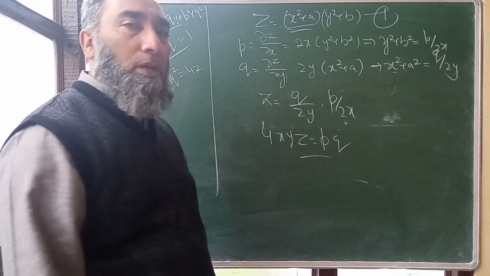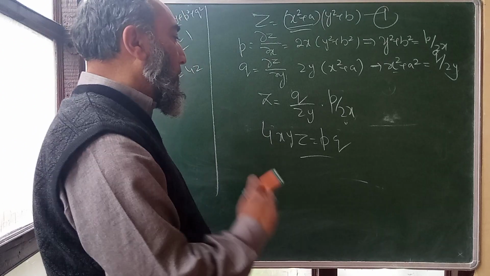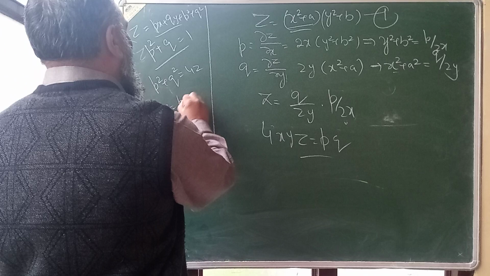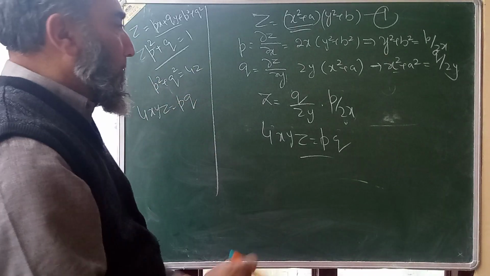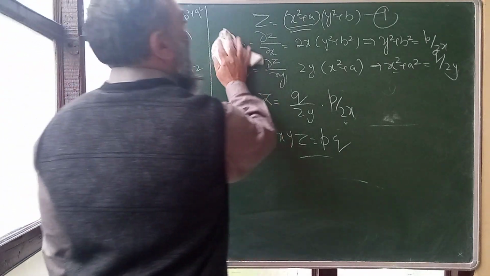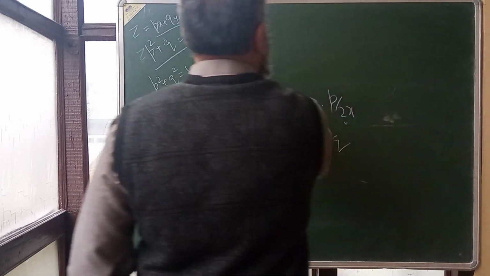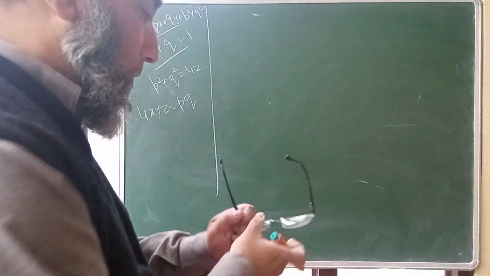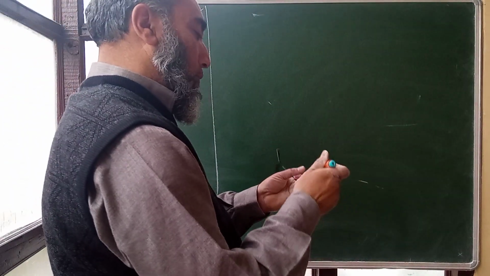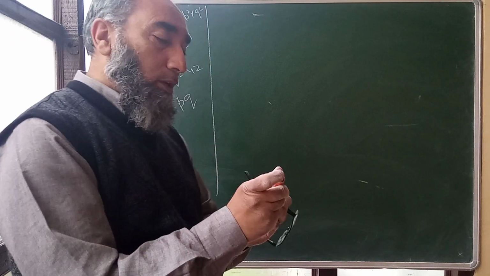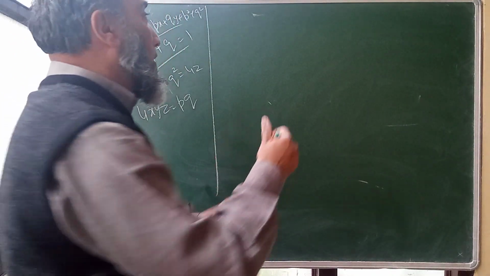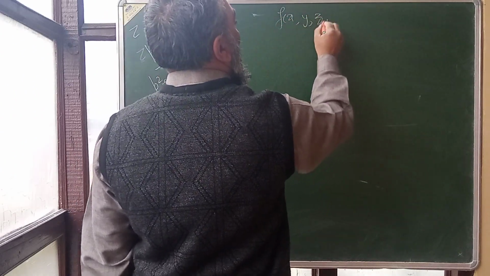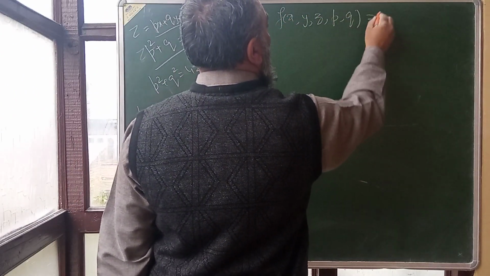So let me come now to the partial differential equation. So this is 4xyz equal pq. Remember these. Now what I have said is that a non-linear partial differential equation is represented by a function of x, y, z, p, q equal to 0, right?